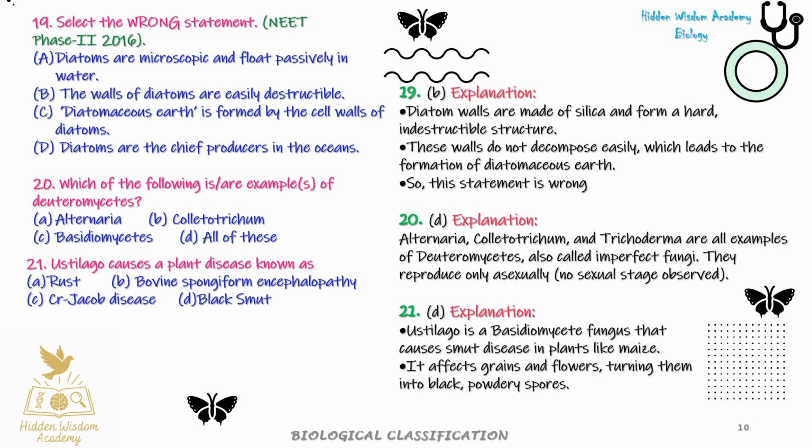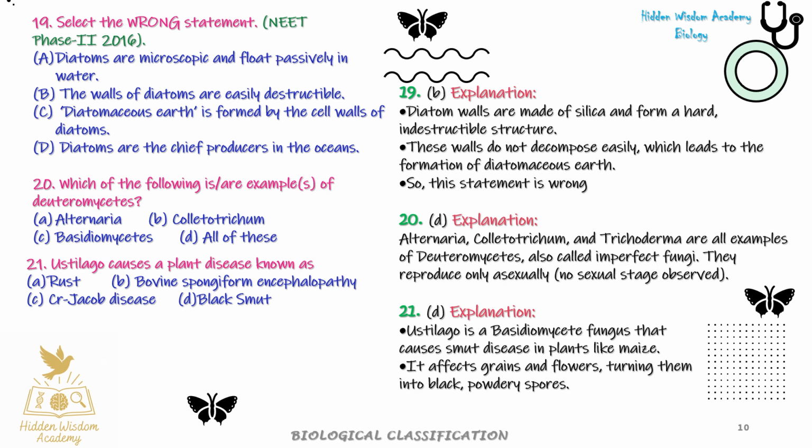Explanation. Alternaria, Colletotrichum, and Trichoderma are all examples of deuteromycetes, also called imperfect fungi. They reproduce only asexually, no sexual stage observed. So, option D is the correct answer.